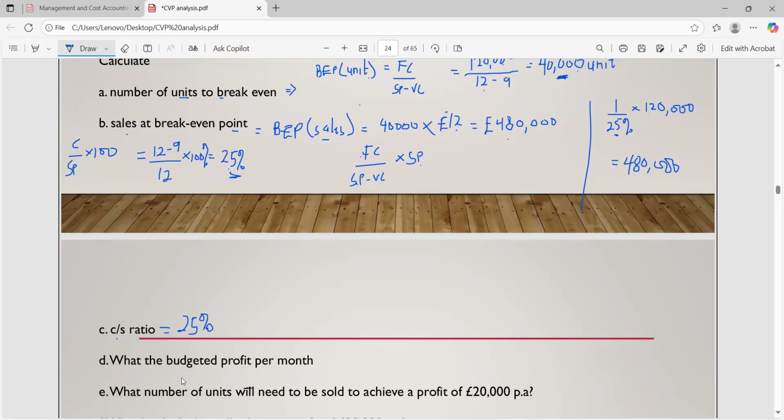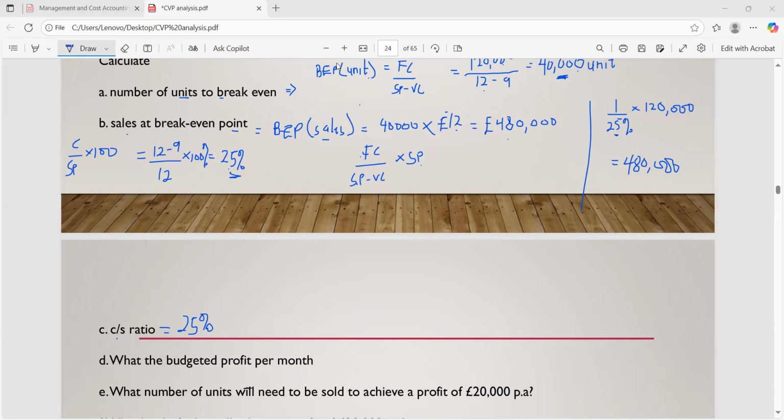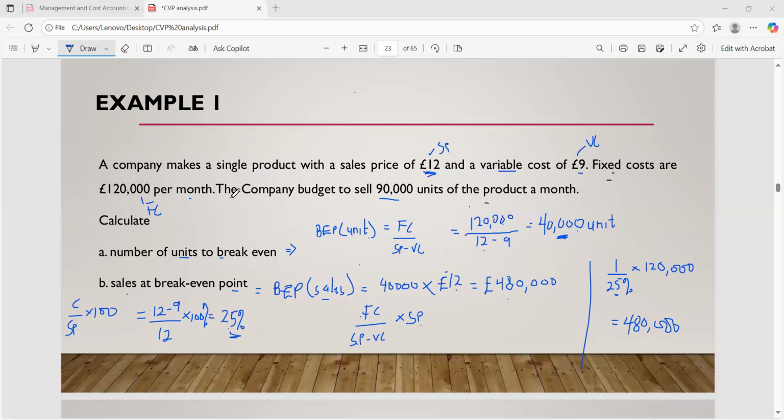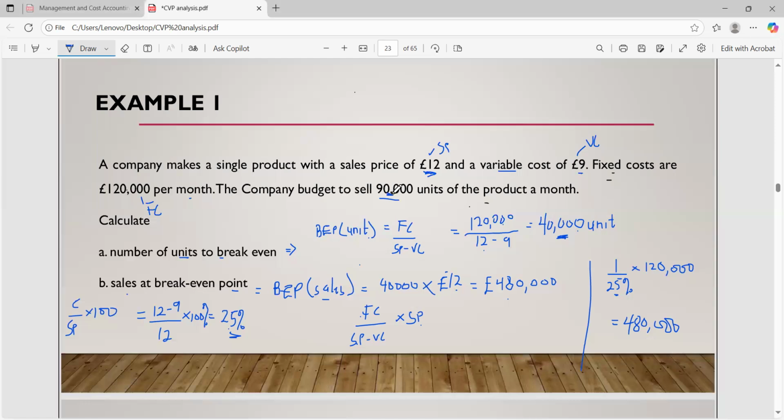Now they're asking me, what's the budgeted profit per month? Who can tell us the budgeted profit per month? So the company budgeted to sell this.